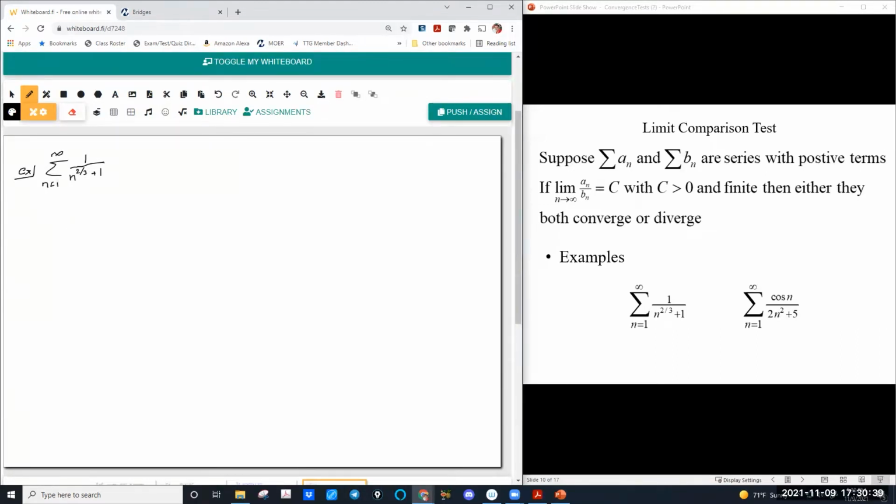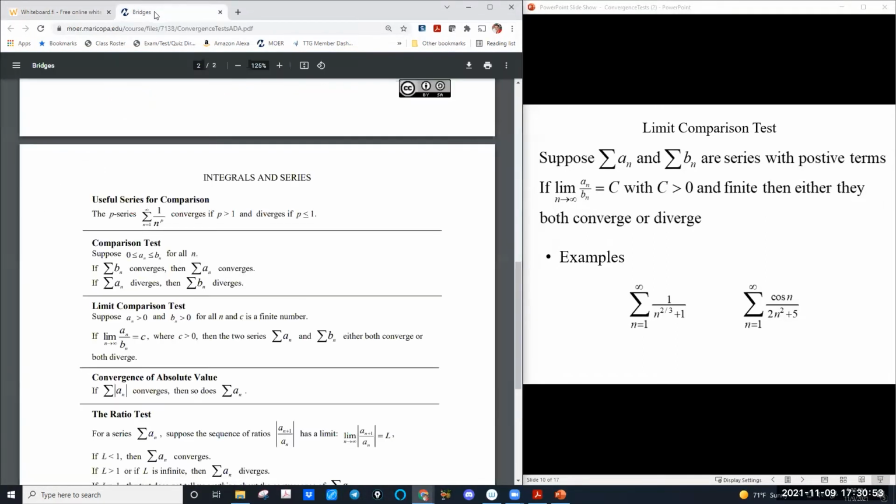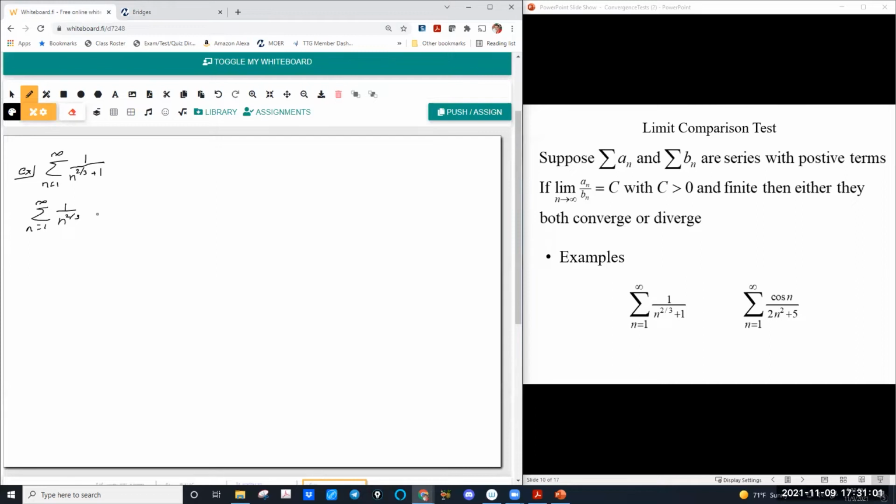So the series we want to compare it to would be n equals 1 to infinity of 1 over n to the 2/3. The reason we like this is because this is a P series. In fact, it is a P series where the P is less than or equal to 1. So we know that this one diverges by the P series test. So this is going to be the one we use in the comparison test.